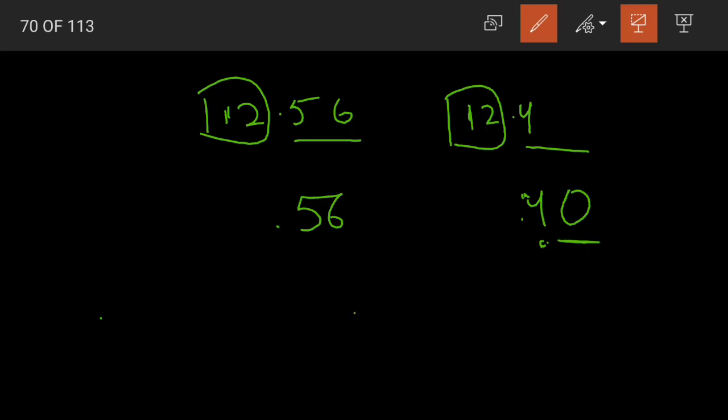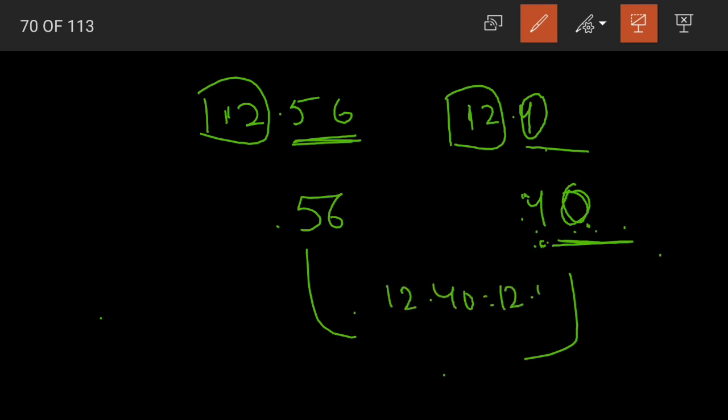Understood? What did we do here? Here we had only one decimal place, that is 4. Yes, and as 12.56 has 2 decimal places, for the purpose of comparison I am making this also into a 2 decimal place number by adding a 0 to the right.